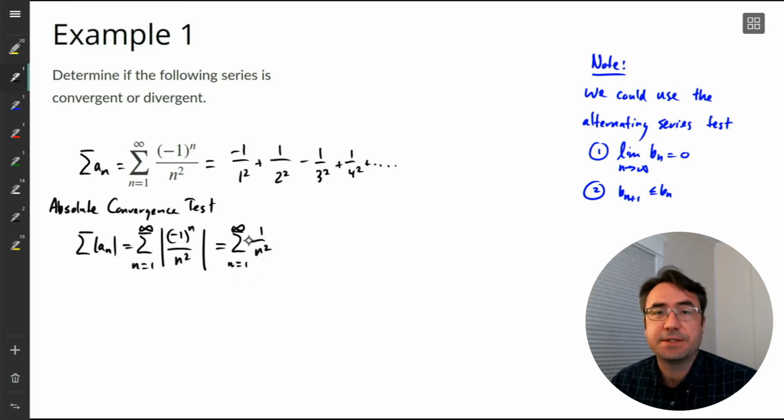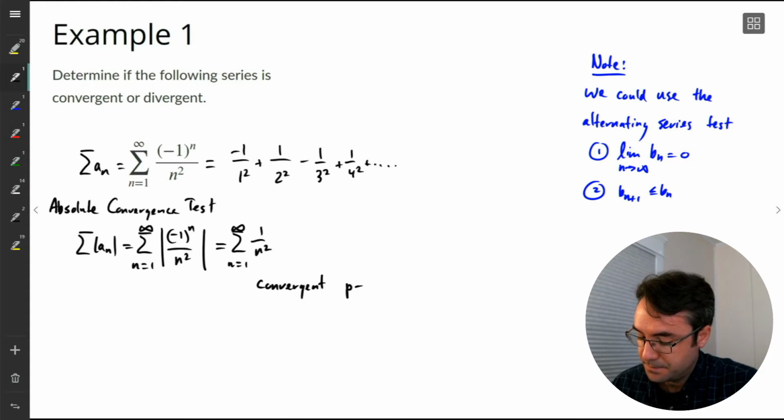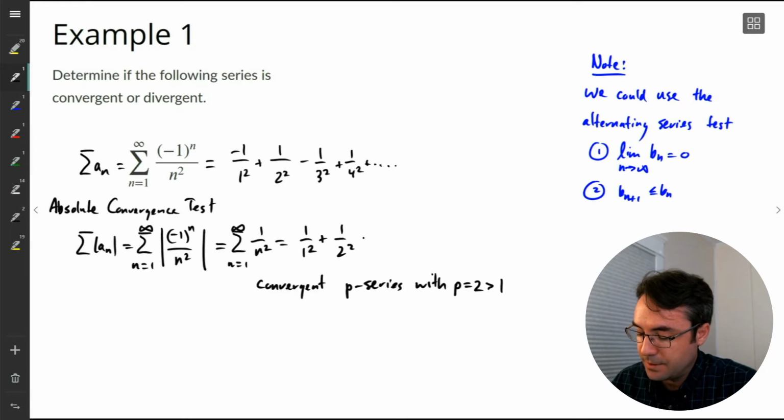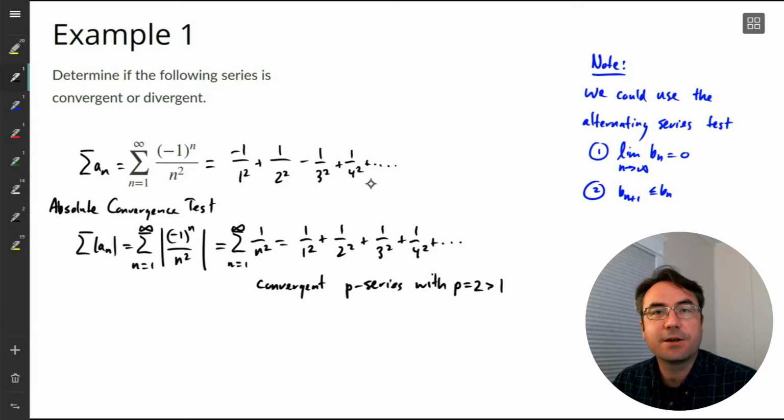And we know what this series is. So this is a convergent p-series with p equal to 2, which is greater than 1. So we know this is one of our basic form series. This is a p-series, and we know it's convergent because the p-value, which is 2, is greater than 1. Just as a little practice here, let's write out the first few terms. So what do the first few terms look like here? Well, it's basically everything that was here, just everything's positive. So the first term would be 1 over 1 squared, then plus 1 over 2 squared, plus 1 over 3 squared, plus 1 over 4 squared, and so on. So it's the same kind of terms here. It's just we've done the absolute value of everything, so all those negatives just became positive.